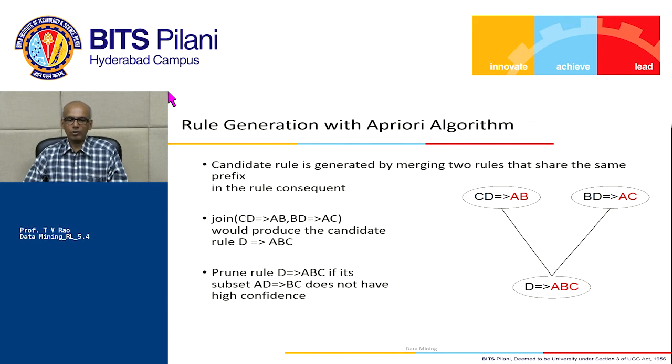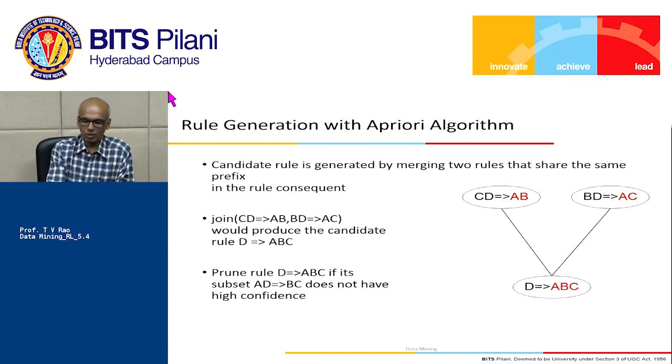And we can also use the a priori approach for creating the new rules. For example, if we have CD implies AB and BD implies AC, then we can produce a new rule, D implies ABC.